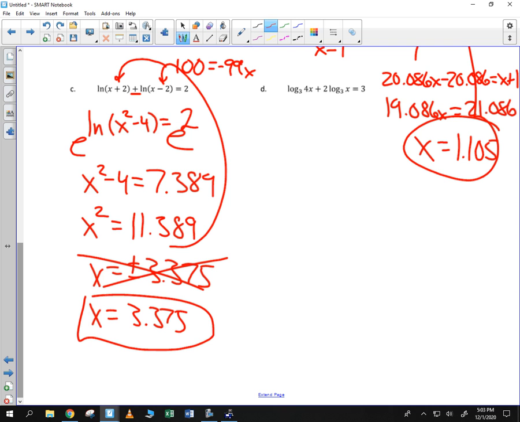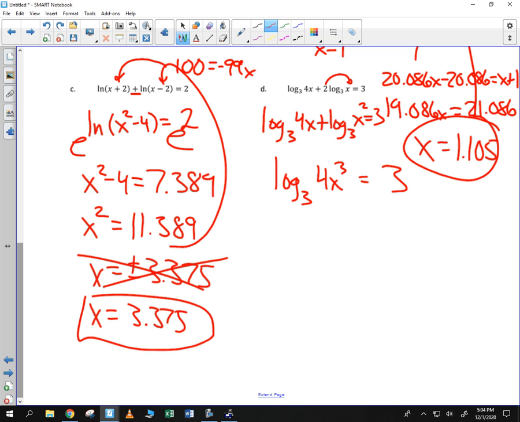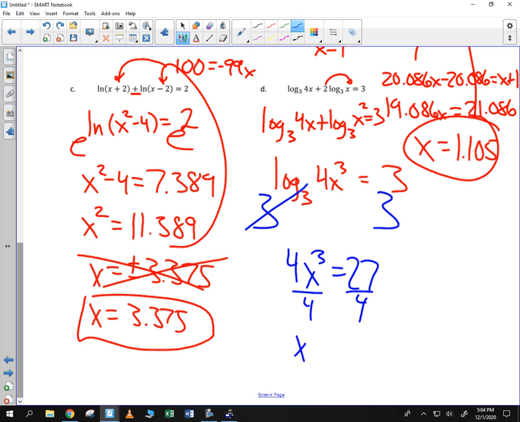And the last one. First thing I'm going to do is move this 2 up here. I have the log base 3 of 4x plus log base 3 of x squared is equal to 3. I can now use my addition to multiply. I have the log base 3 of 4x cubed is equal to 3. Now we're going to create a base of 3. Those are gone. 4x cubed is 27. Divide by 4. x cubed is 27 over 4.